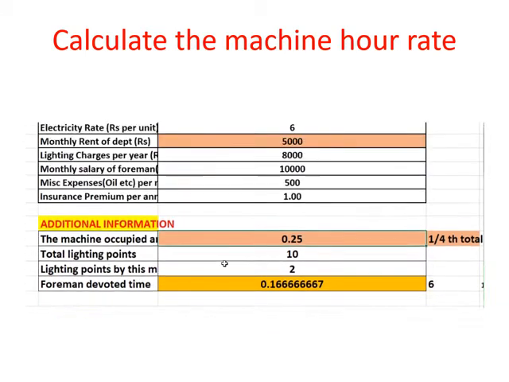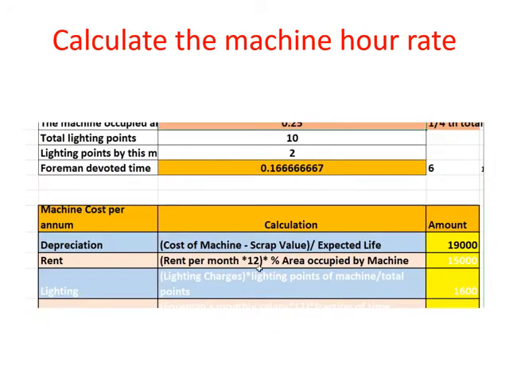So what is the rent per month? Rent per month is 5,000 into 12 into 1/4. You will get the value 15,000. Hope you have calculated it, or pause, calculate and find the answer here. Do not copy it as such.